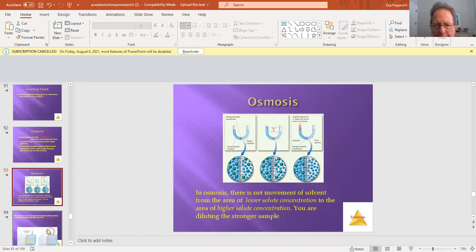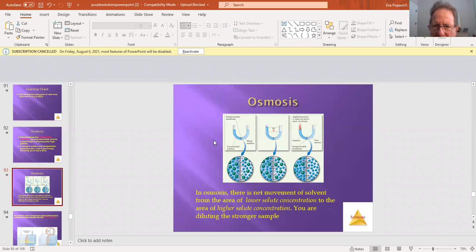So what happens? Eventually, you want to make both sides of the equation equal. So if I have a concentrated solution and I have a dilute solution, I want to make both sides the same concentration. So what is going to happen is some of the liquid from the dilute side is going to go into the side that's more concentrated until we get both sides to be the same concentration.